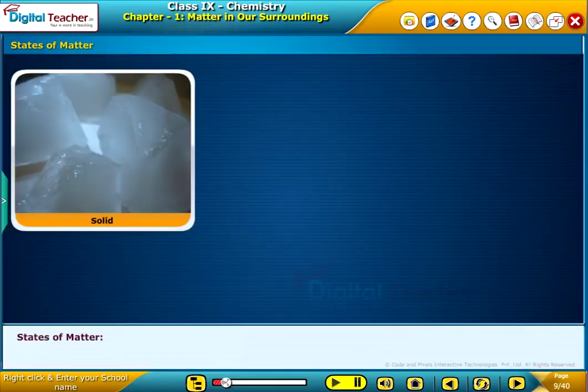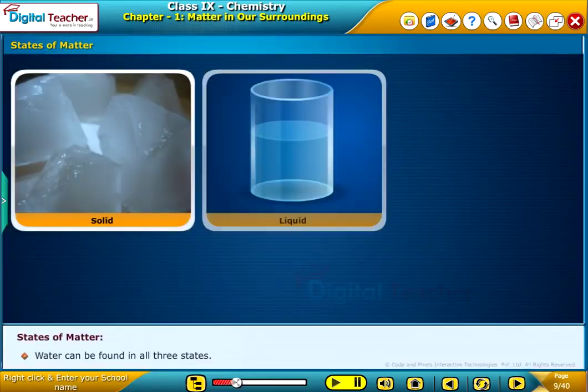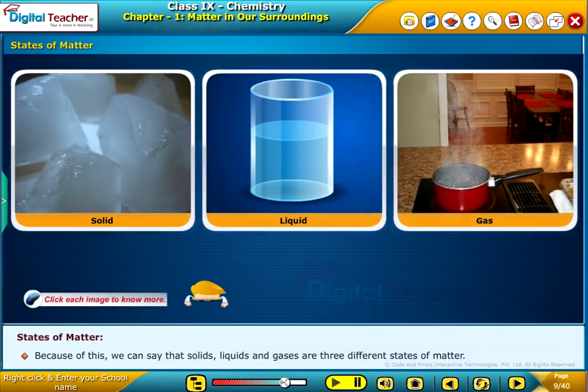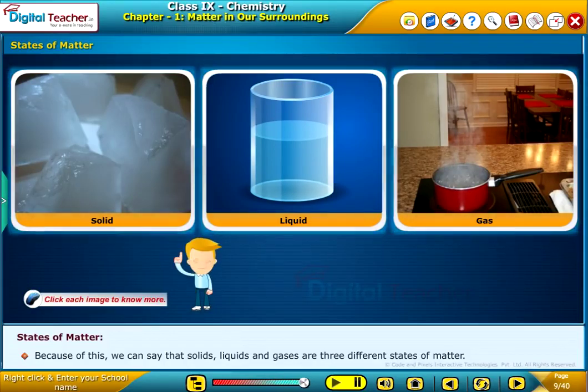States of matter. Water can be found in all three states. Because of this, we can say that solids, liquids, and gases are three different states of matter. Click each image to learn more.